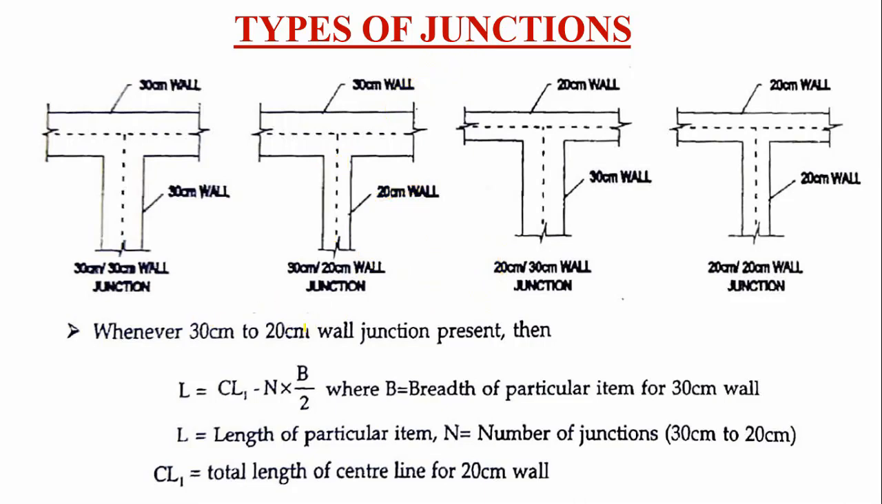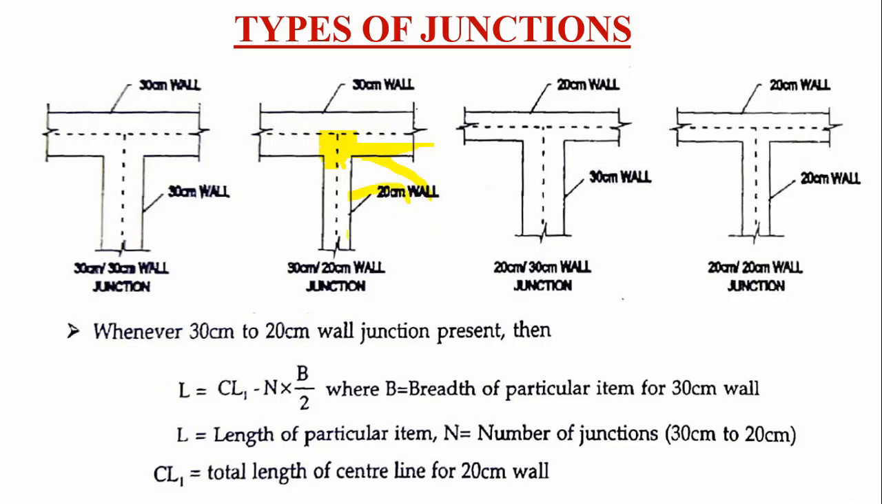Next, the formula will remain the same. While calculating this 30 centimeter wall, we are not going to do any deduction. We will not do any deduction in the 30 centimeter wall length. That means we will take this total portion in the 30 centimeter wall. But when we are calculating this 20 centimeter wall, this portion is getting overlapped. So this much has to be deducted.